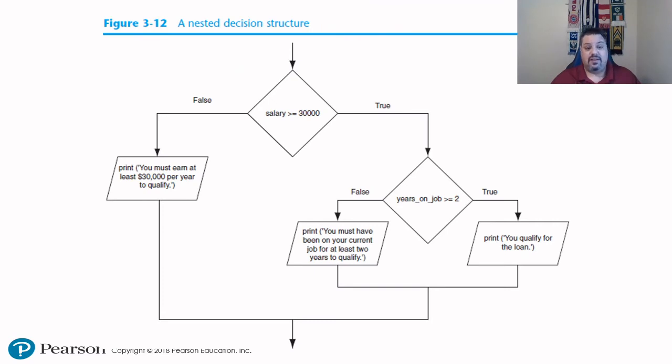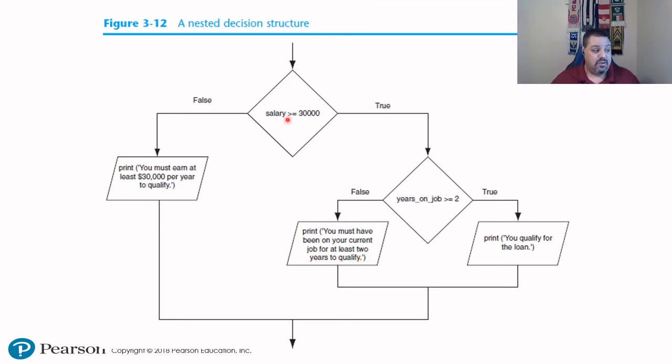So, it looks kind of like this in the flowchart part of it. If your salary is greater than or equal to 30,000, you come along that right-hand path there. So, if it is true, come down here. Now you have another if. If years in the job is greater than or equal to 2, hey, you qualify for a loan. If not, then you have to be employed for at least 2 years.